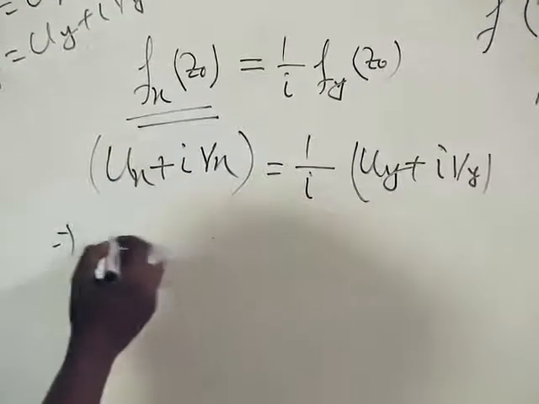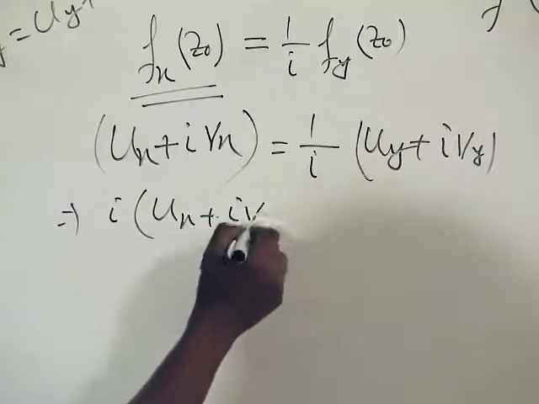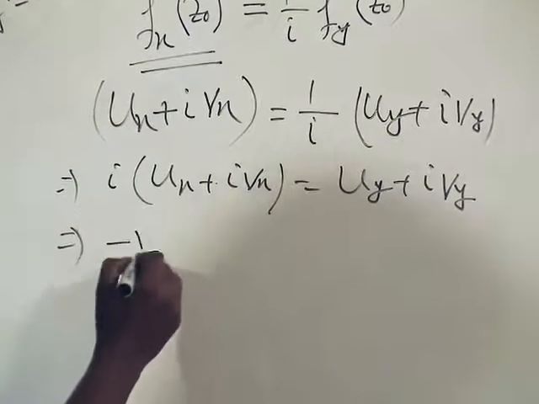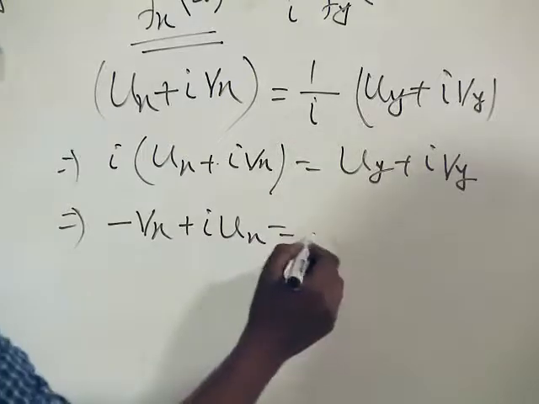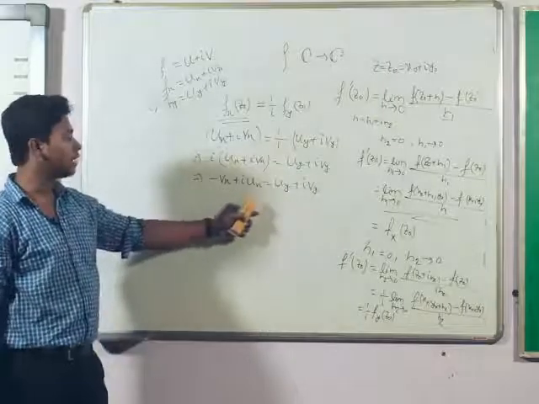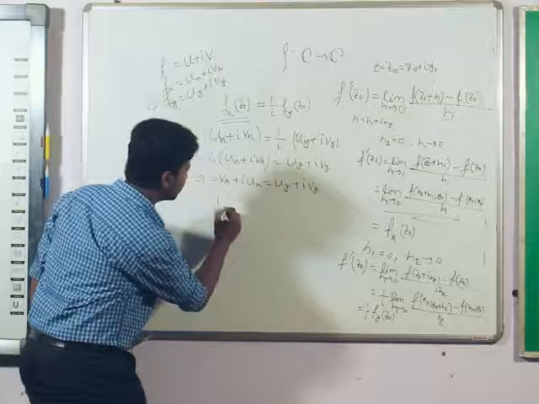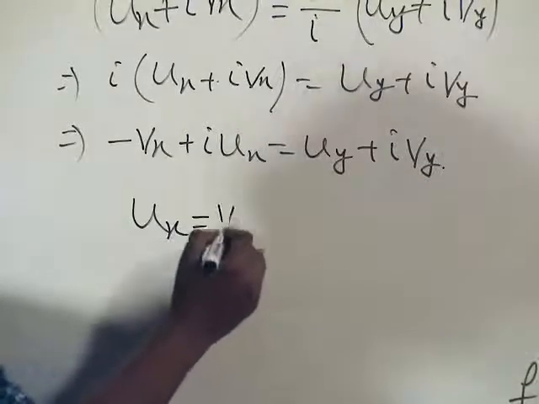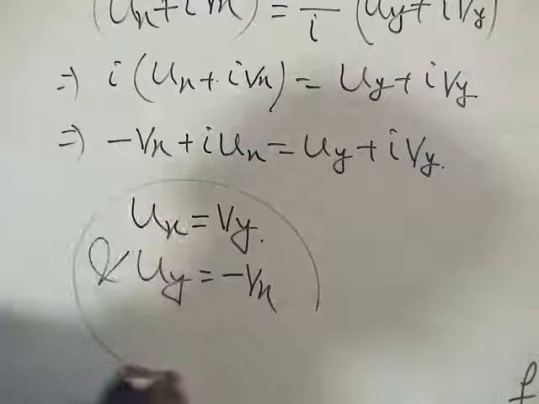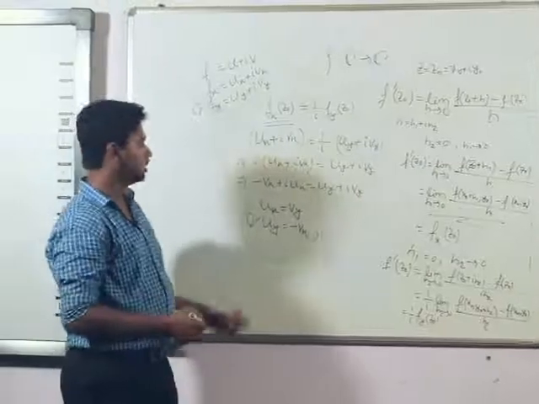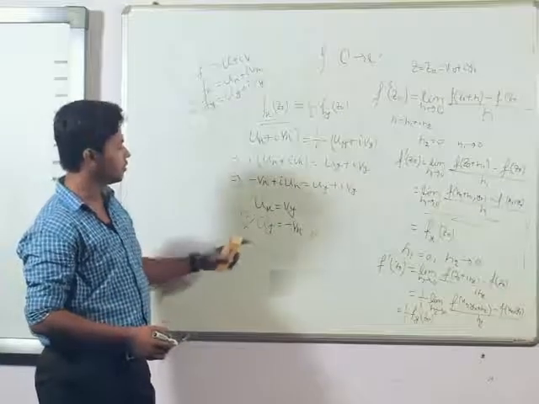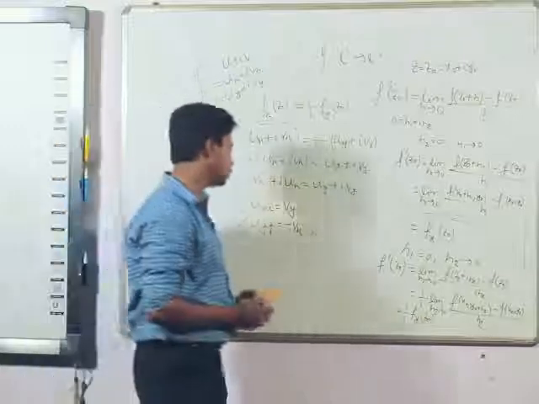If we multiply by i, i u_x plus i v_x equals u_y plus i v_y, it will be minus v_x plus i u_x equals u_y plus i v_y. If we compare the real and imaginary parts of both sides, then we get u_x equals v_y and u_y equals minus v_x. It will be called the CR equation. It is the necessary condition for differentiability of f at the point z0, but it is not the sufficient condition.